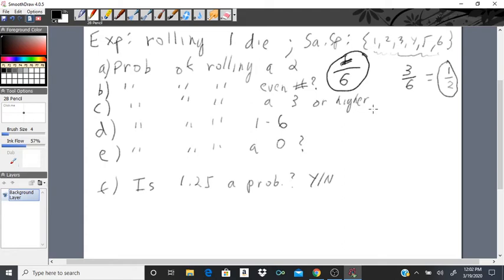Problem C. What's the probability of rolling a 3 or higher? Well, you don't win if you get a 1. You don't win if you get a 2, but if 3 you win, 4 you win, 5 you win, 6 you win. So out of 6, 4 of those are good. The 3 is good, the 4 is good, the 5 is good, and so is the 6. So 4 out of 6 are good. What do you have to do whenever you're dealing with probability? Whenever you can reduce, you must reduce. So the final answer you would put down on your answer sheet would be 2 out of 3.